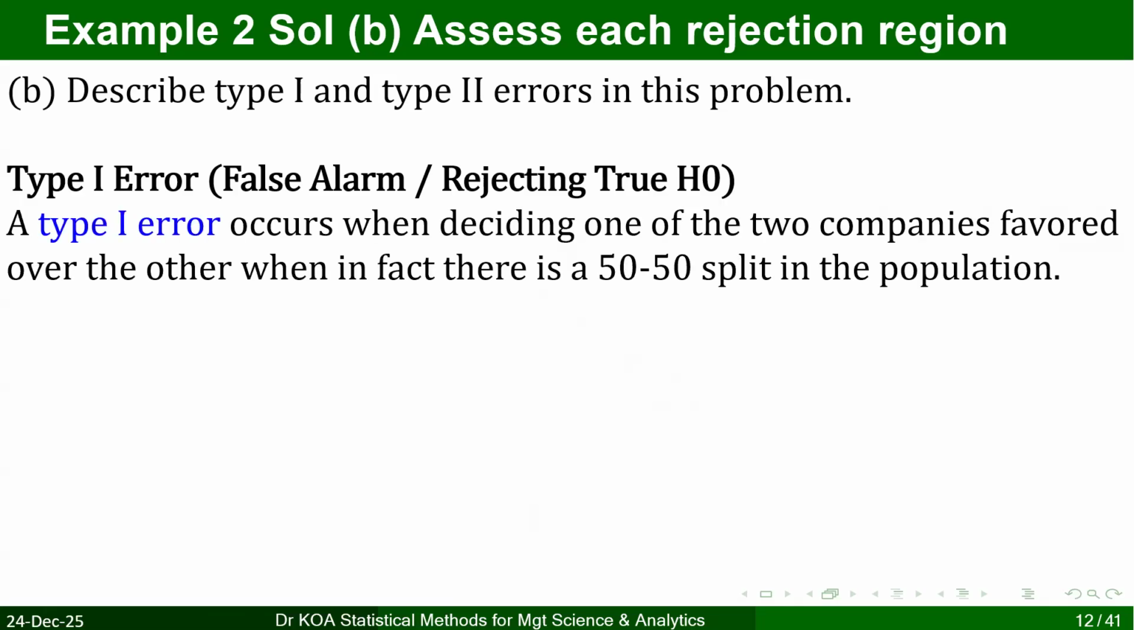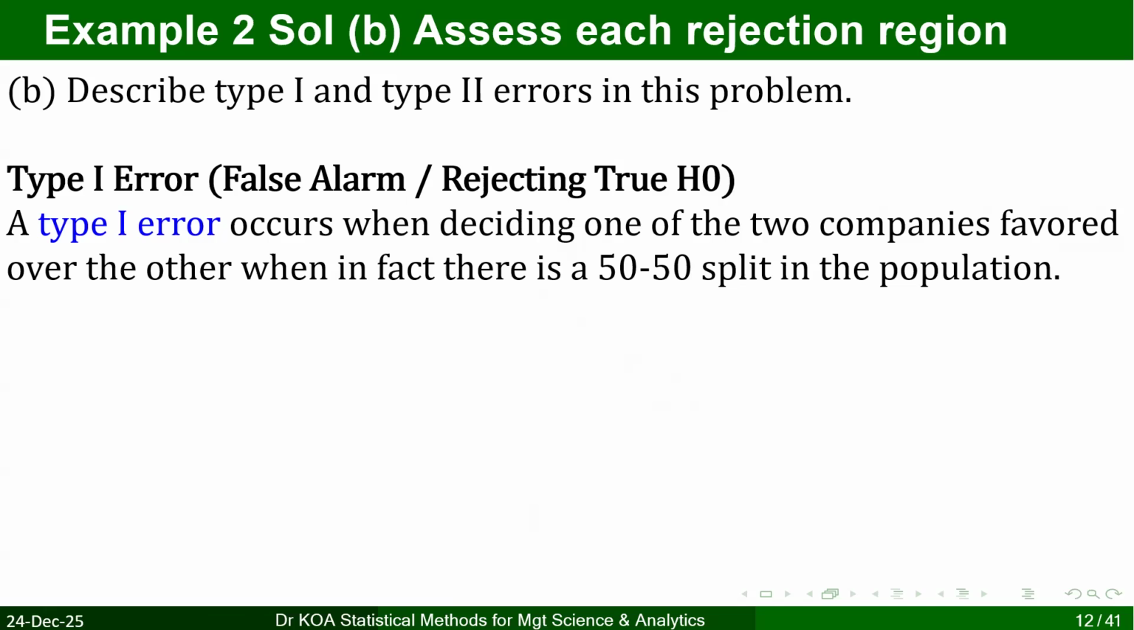Okay. So I've given an explanation of type 1 error here, which happens when you decide, in the case of the companies, one of the two companies is favored over the other, when in fact there's no favoritism. Okay. So when you favor one of the companies over the other, but then they are all indifferent, then you've committed a type 1 error. Because remember, the type 1 error is actually rejecting that true null hypothesis.